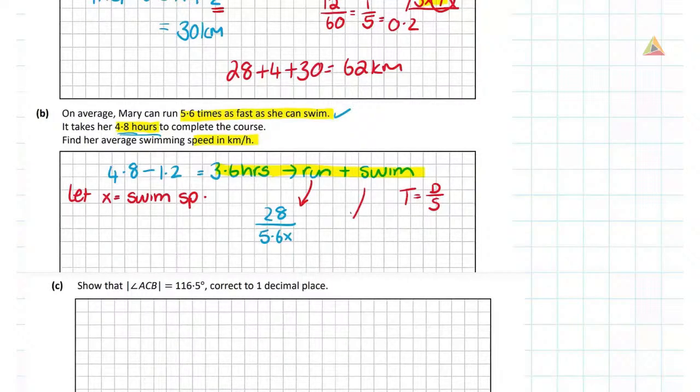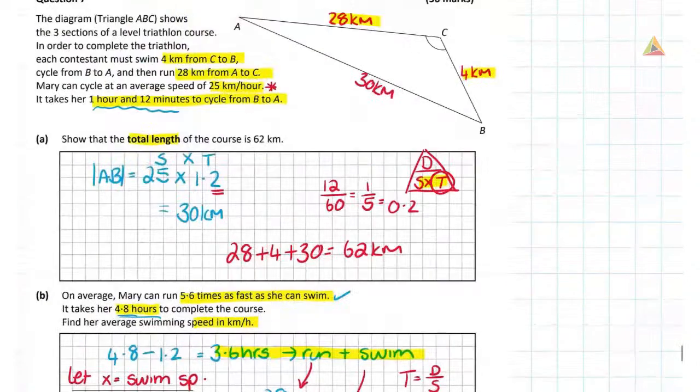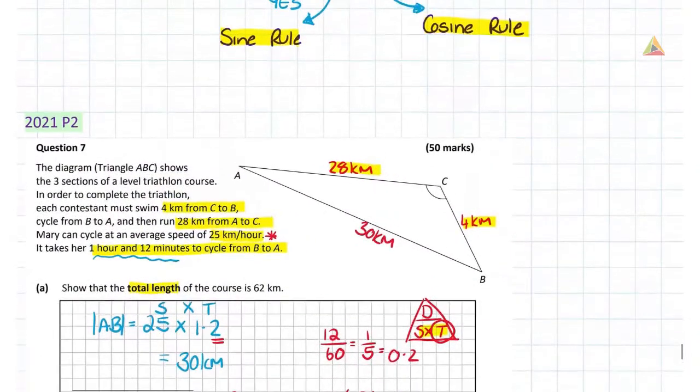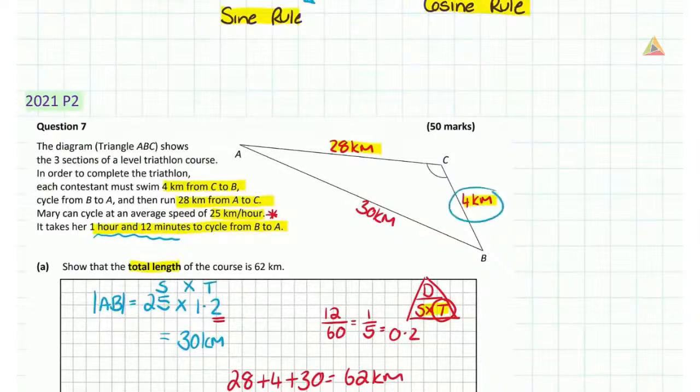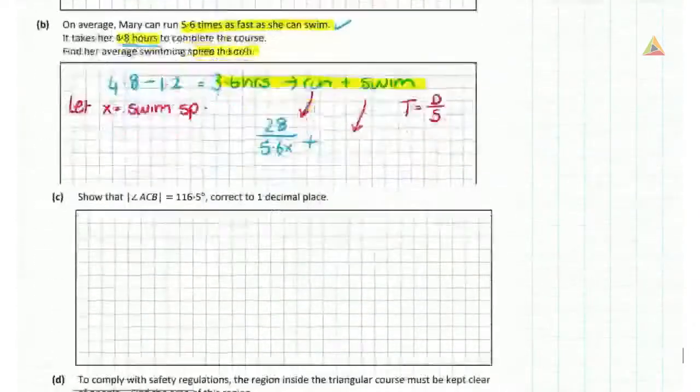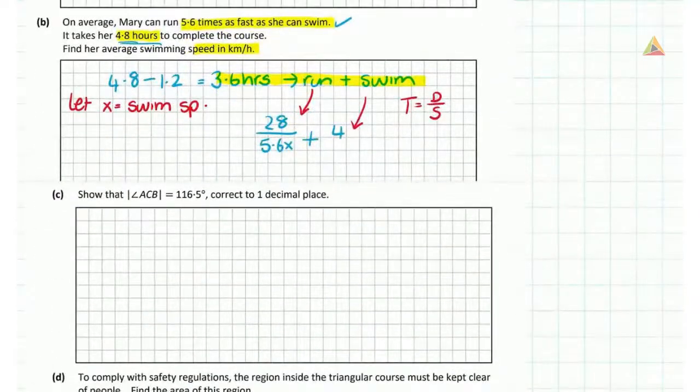We're also going to add to that the time that it takes her to swim. So we know the distance for her swim, if we go back up here, this one was her swim from C to B, that's 4. And we said that x is her swimming speed. So that's 4 over x. And we know that when we add those two together, we should be getting 3.6.